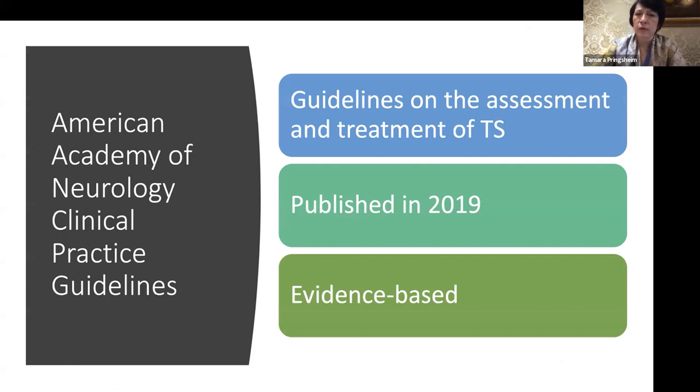So I'm going to talk about the American Academy of Neurology Clinical Practice Guidelines, which we published in 2019. These are guidelines on the assessment and treatment of Tourette syndrome, and they are evidence-based. So they are based on a formal systematic review of the literature.